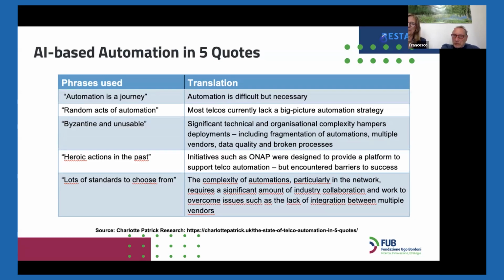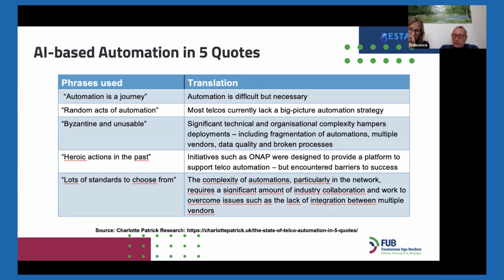Another quote, to understand this mood, is "random acts of artificial intelligence in the networks," or random acts of automation. That means that AI is locally already in place, but the big picture, including a cross-domain picture, is still missing. And another quote is "Byzantine and unusable." So many AI systems may be too complex to deploy at scale in an effective way.